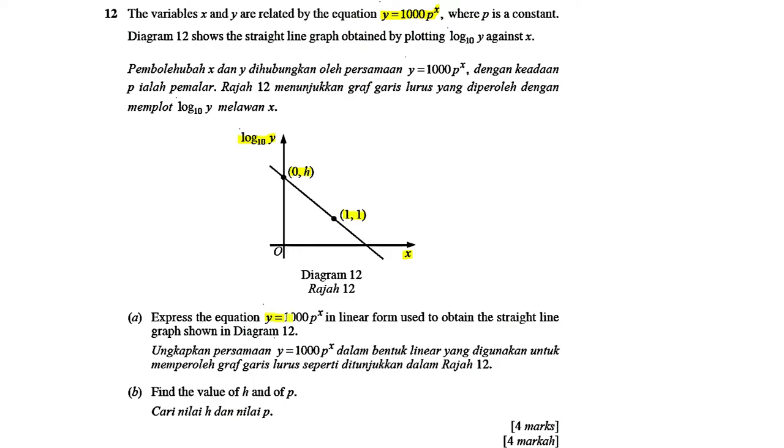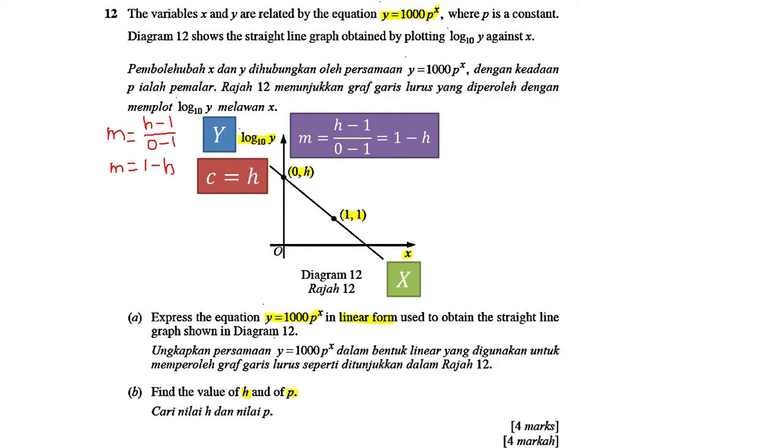First question, we want you to reduce the non-linear equation into linear form. Second question, I want you to find h and p. Big Y is log 10y, big X is small x, and our y-intercept is h. Now we want to find the gradient by using the formula. M equals h minus 1 over 0 minus 1. Negative bracket h minus 1, or we write it as 1 minus h.